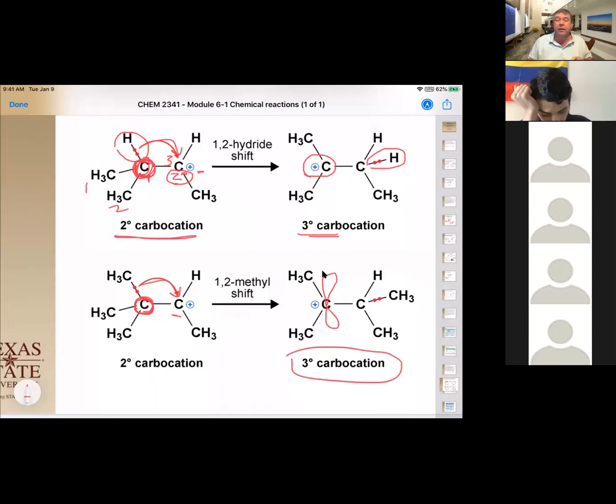One of the harder ones is remembering about this carbocation shift. The way to think about it is every time you end up with a carbocation, determine whether it's a primary, secondary, or tertiary, and whether it's possible to make a tertiary out of a secondary or a secondary out of a primary. Okay, so then you're always looking for that rearrangement. All right, questions?